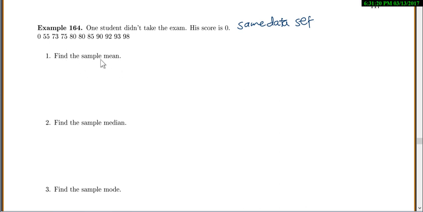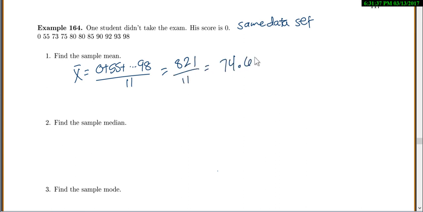So first, find the sample mean. So I'm going to add them all up and divide by how many there are. So in this case, we added one more student, so we now have 11. So we still have 821 divided by 11 gives me 74.63.